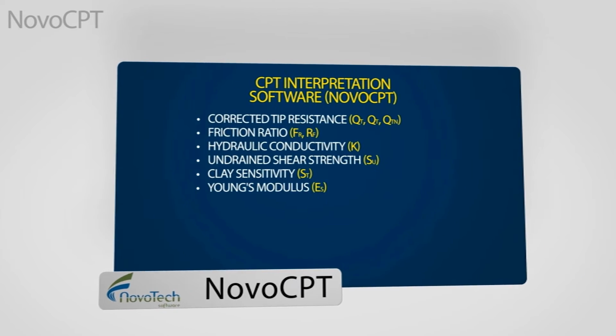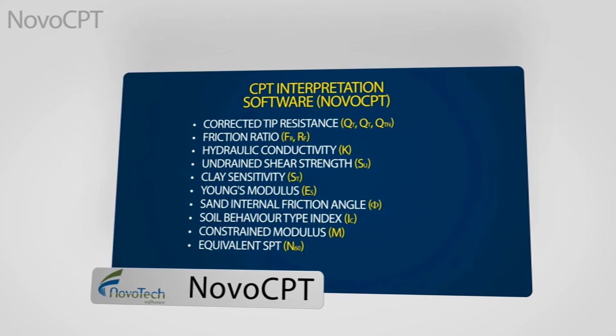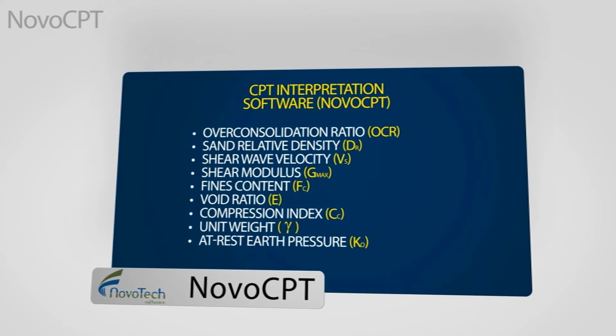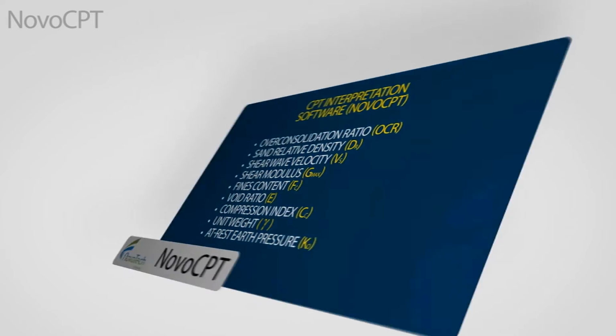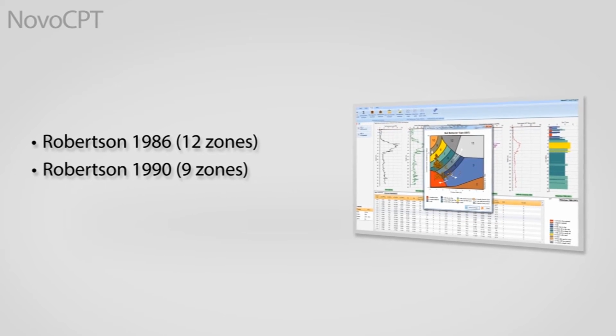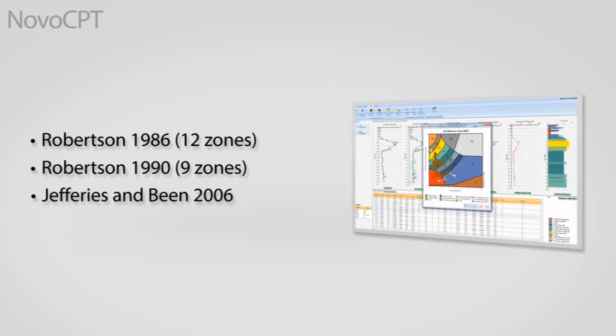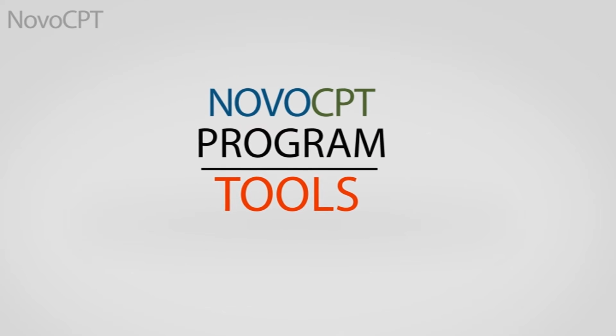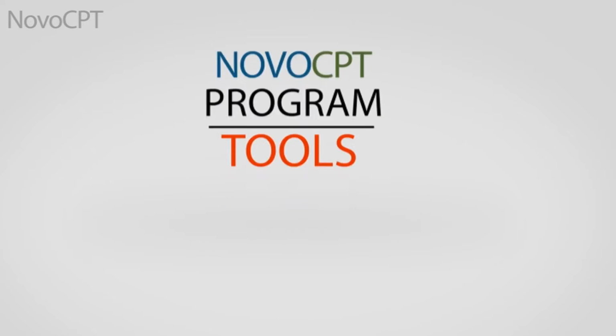NovoCPT software is designed to analyze CPT data. The basic output of the software includes more than 20 soil properties. NovoCPT supports various soil behavior types to estimate the type of subsurface soil layers. NovoCPT program provides tools for the following advanced analysis.